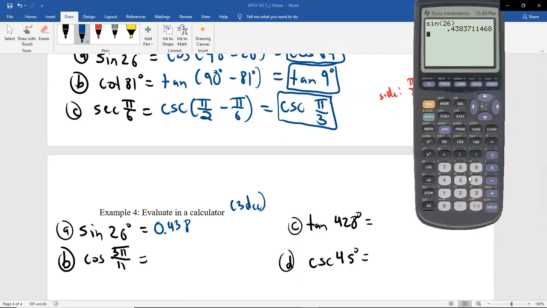So if I just do cosine 3 pi over 11, it's going to be wrong because we're in degrees. We got to go back to radians. These problems don't have to be all degrees and then all radians. They can flip-flop like this. Probably why I did it that way.